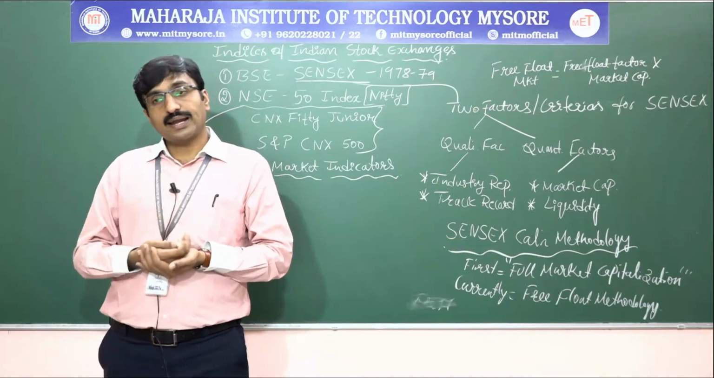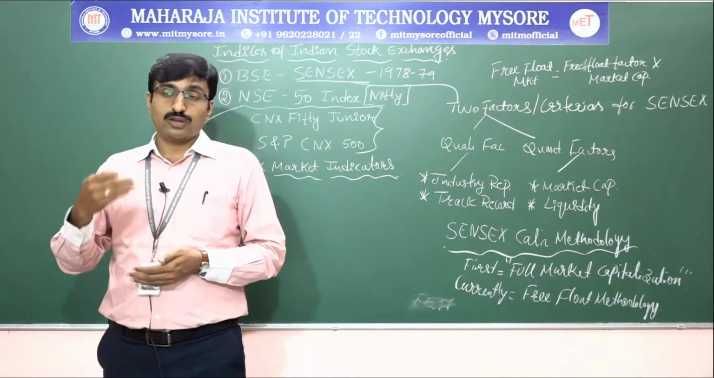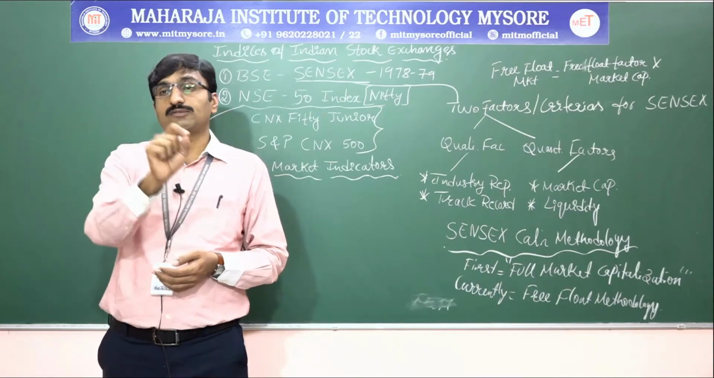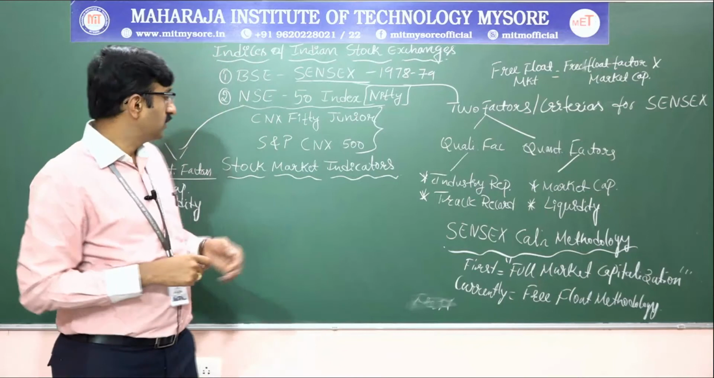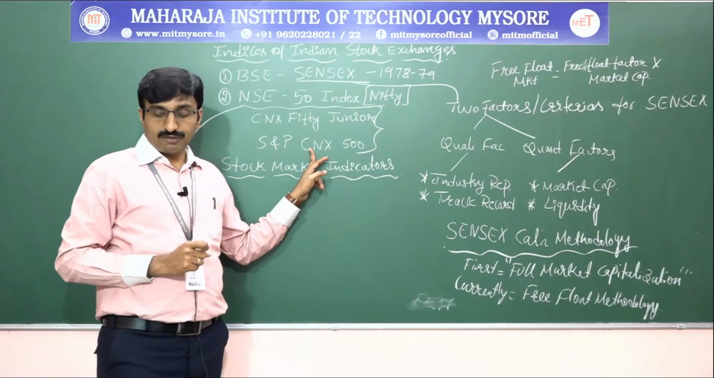So based on the market capitalization we are going to rank the companies 1, 2, 3, 4, 5 like that. Then weights will be given. So out of 100, how much for the first company, how much for the second company. This is called the S&P CNX 500. Fine.